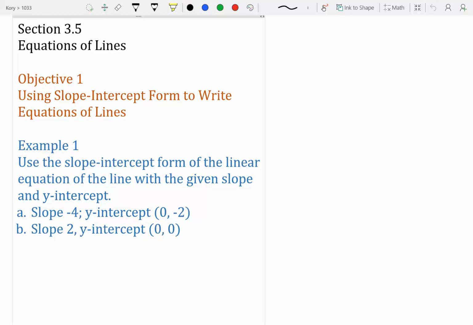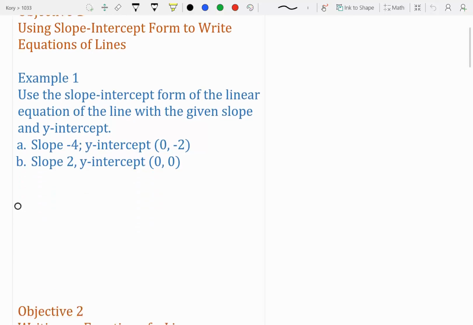Section 3.5, Equations of Lines. Objective 1, using slope-intercept form to write equations of lines.